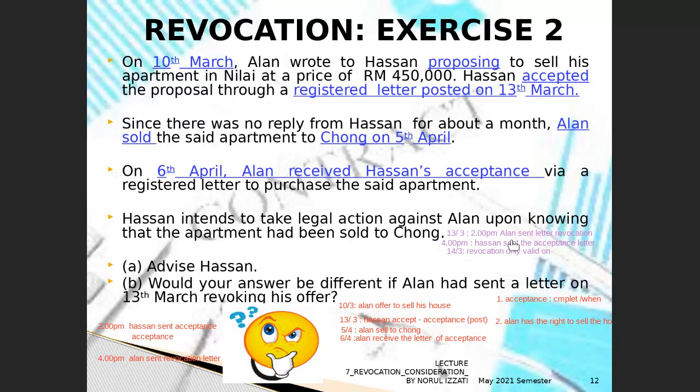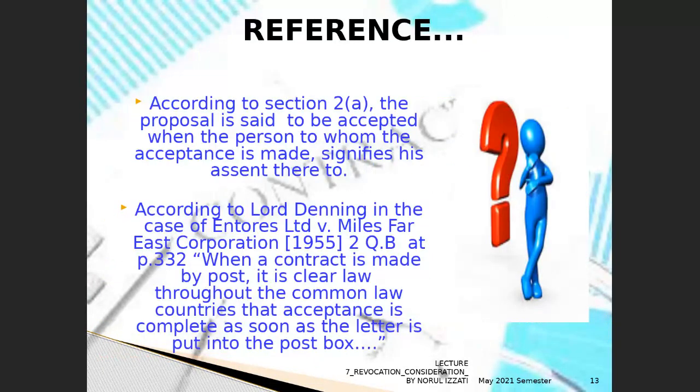Okay, class, now I would like you to look at the explanation. You can read the explanation as well. According to section 2(a), the proposal is said to be accepted when the person to whom the proposal is made signifies his assent to it. This sentence you can write down in the introduction to show that Alan has shown the willingness to sell the house, and Hassan has also shown the willingness to buy once he posted a letter.